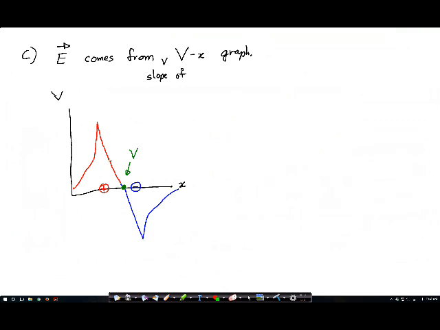So the electric field comes from the slope of the graph. We can find the electric field at a point by looking at the slope. And this is the x component, because we're looking at the Vx graph. This would be the x of v graph, I guess, actually.